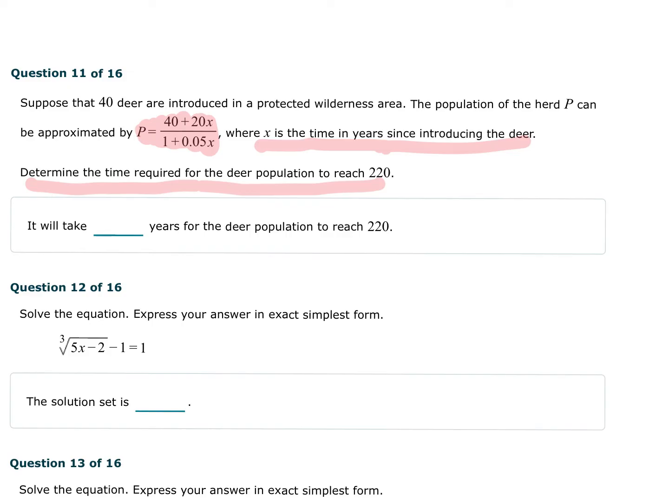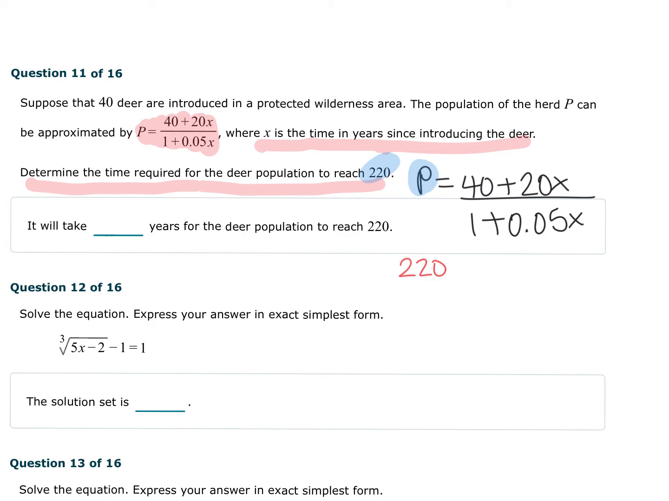All right, so I've got P equals, where P stands for population. And I'm going to rewrite this equation. What I'm trying to figure out is when the population is going to reach 220, right? So that's what I would be plugging in. I would plug 220 in for P, and then I'll be able to solve this. And I will use cross multiplication because we've done that before. I can just put the 220 over 1 and I'll be able to cross multiply.